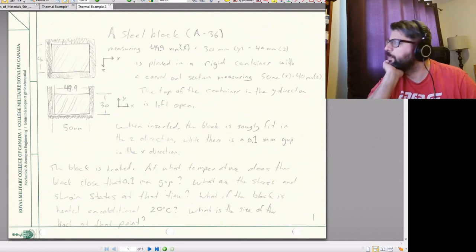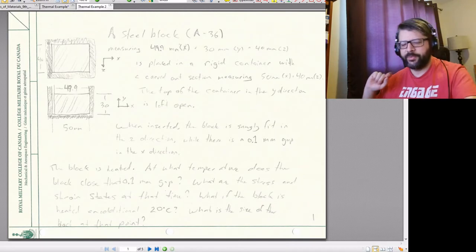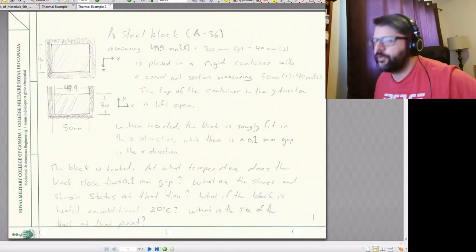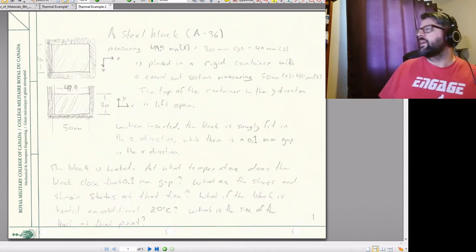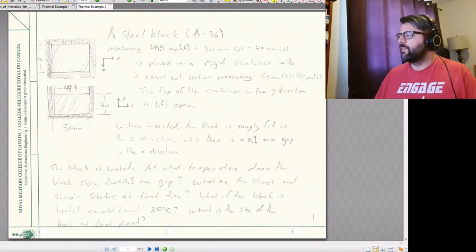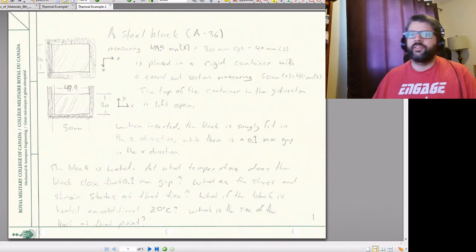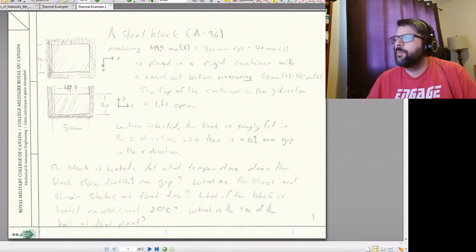Okay, so next up, we'll be doing some thermal and throw in what happens with Poisson's ratio effects in there as well. So we'll get this steel block. I'll go with some A37 structural steel because, again, it's in the back of the book.